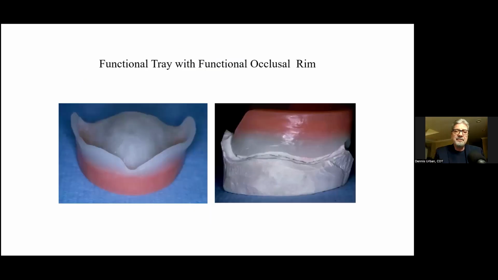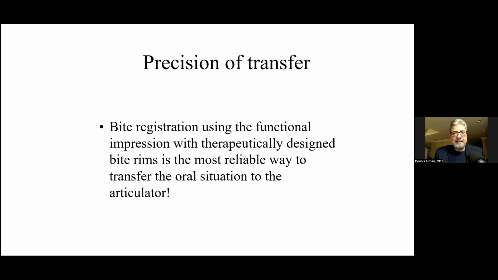So this is that functional tray with the functional occlusal rim that I mentioned before. Basically what we're talking about is making a base plate. We went a couple of millimeters short of the periphery. We put a wax rim on here, and now the doctor can border mold this, take a nice functional impression and a bite registration. That bite registration, using the functional impression with a therapeutically designed bite rim, is the most reliable way to transfer the oral situation to the articulator. It really is, and it works out well for us in the laboratory. It has increased our success rate on impressions and occlusion.